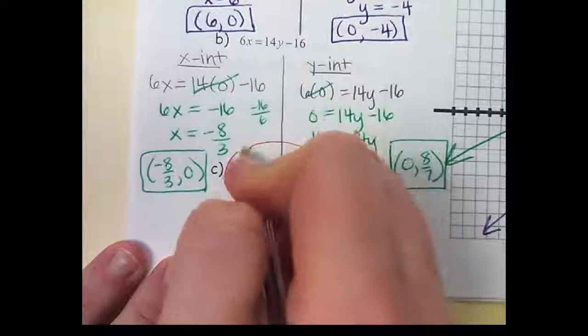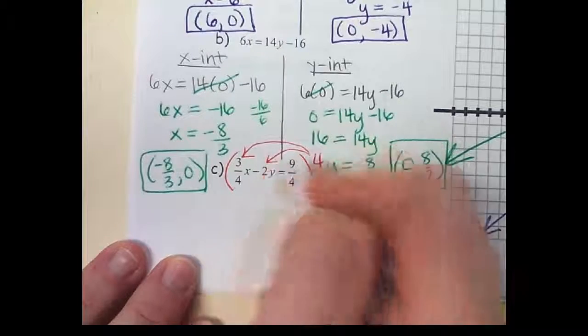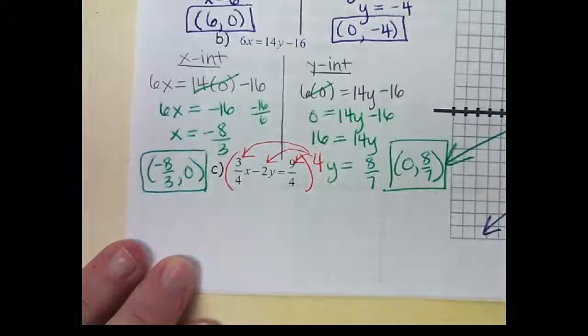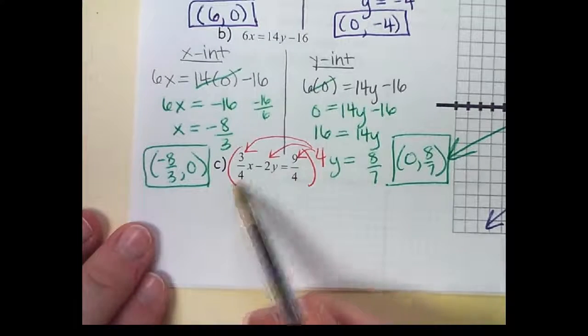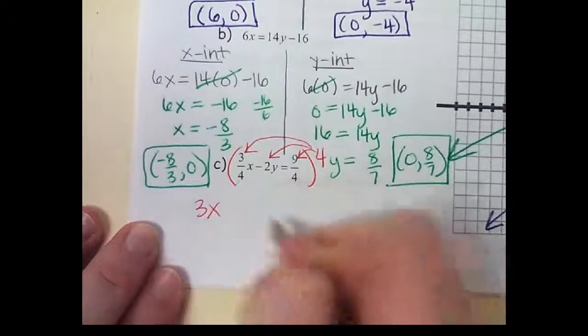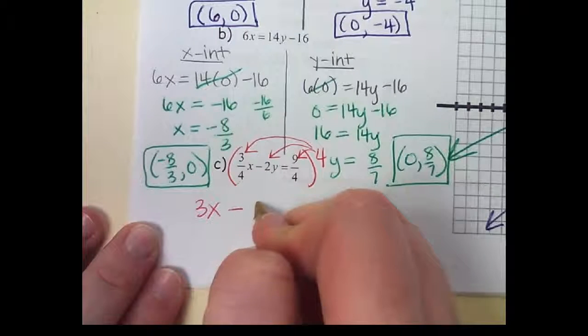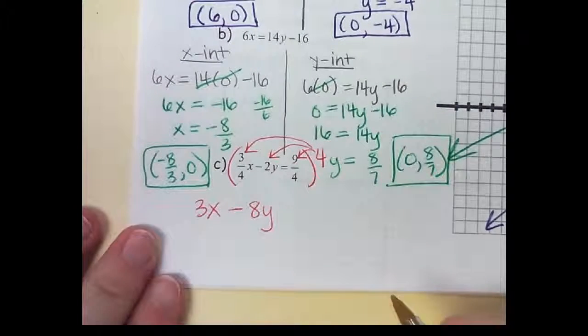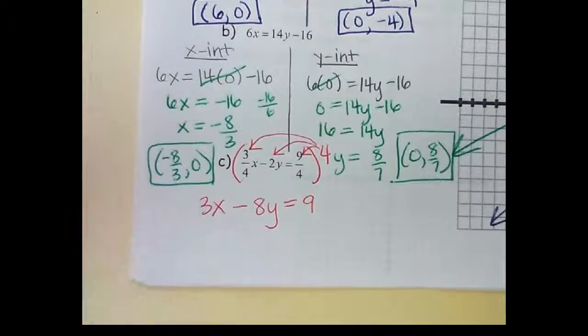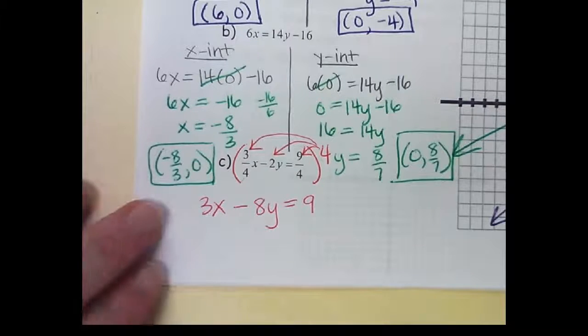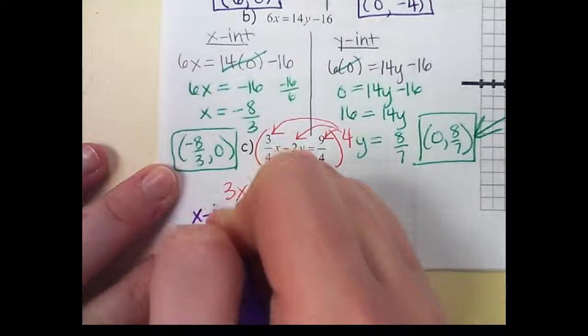It gets multiplied to the 3/4, the negative 2, and the 9/4. So everything gets it. When I multiply it with the 3/4, the 4's cancel. So I get 3x minus 2 times 4, so 8y, equals, and then these 4's cancel, so it just equals 9. It just makes it a little bit nicer to get those x and y intercepts, so you don't have to worry about those fractions. You can keep the fractions, you don't have to do that.